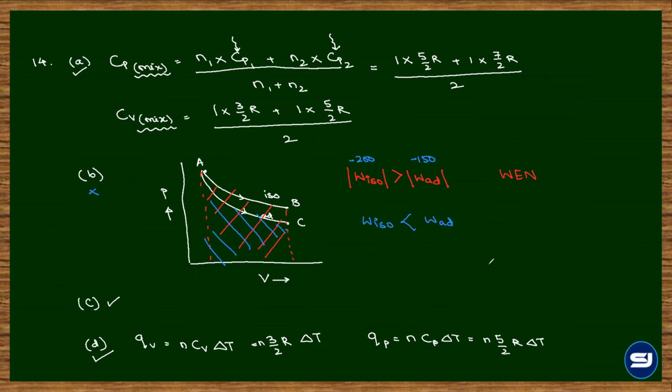In 14, the answer is given as AC, but it should be ACD. And 15 also has a mistake. It should be ACD, not ABCD. Because if you look at options A and B, both are given as correct, which is not true. So 14 is ACD, 15 is also ACD.